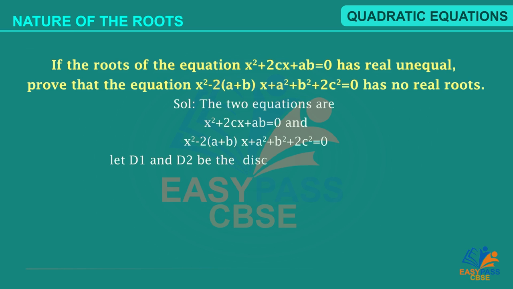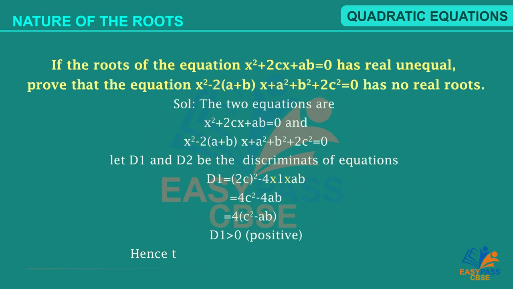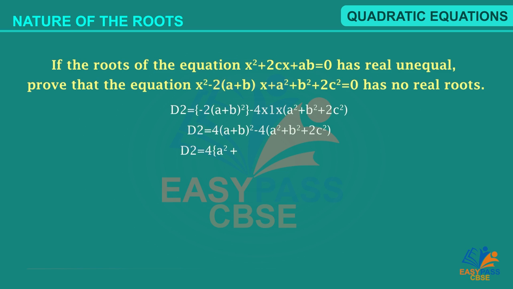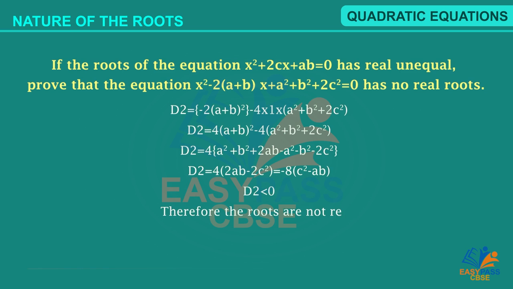Just like the previous example, I'll find d1. We get 4 times (c square minus ab). d2, I'll get 4(a plus b) whole square minus 4 times (a square plus b square plus 2c square). Now, d2, if you simplify, 4 times (2ab minus 2c square) is equal to minus 8 times (c square minus ab). So, it is given that c square minus ab is greater than 0. Therefore, minus of (c square minus ab) is less than 0. That means the discriminant of the second equation is less than 0. Therefore, the roots are not real.